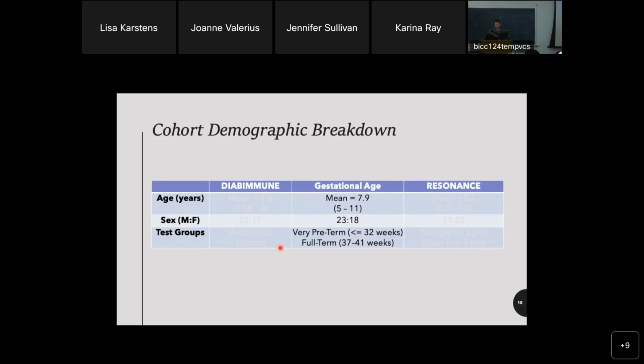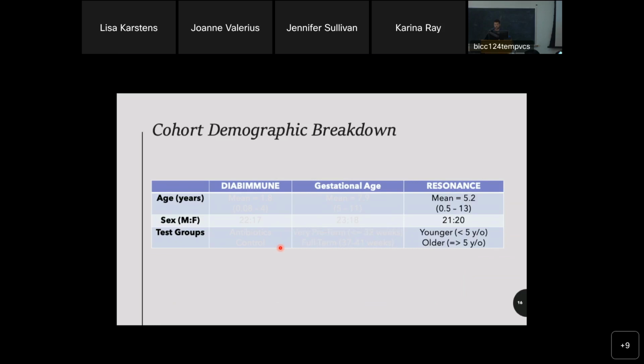The second data set was the gestational age cohort, and this contained 23 males and 18 females with an average age of 7.9 years old. Subjects in this cohort were either assigned to the very preterm or full term test groups, where very preterm correlates to birth at less than or equal to 32 weeks of gestational age, whereas the full term corresponds to birth during the normal range for gestational age at birth, which is 37 to 41 weeks.